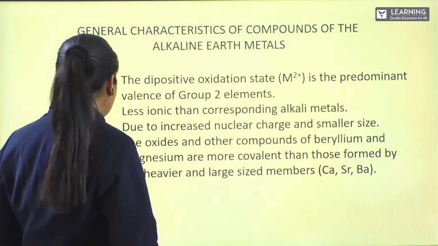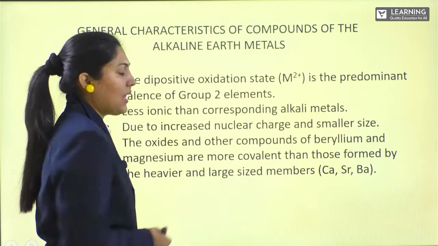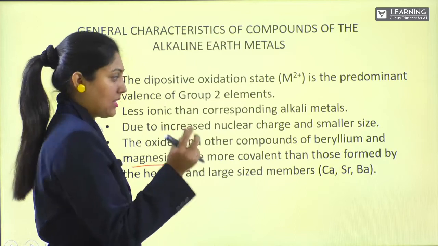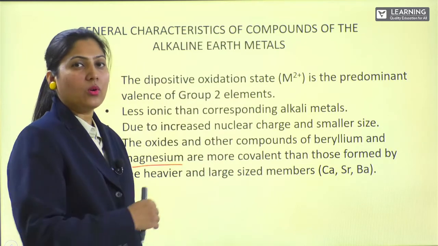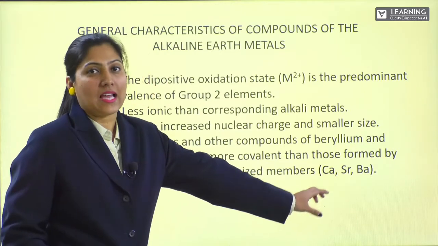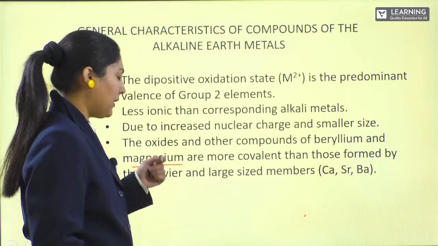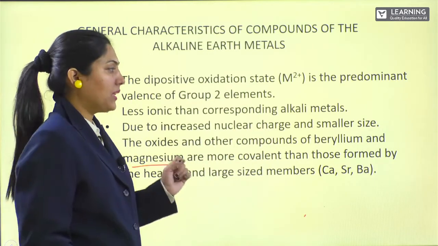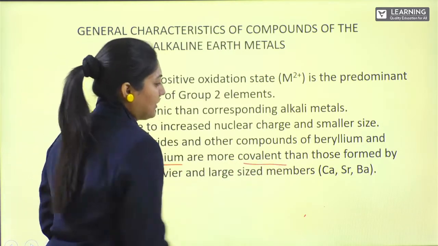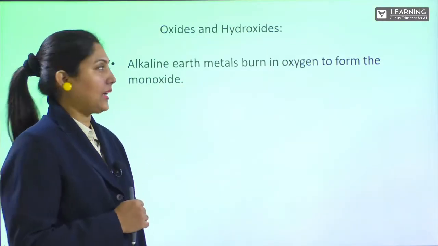So beryllium and magnesium are more covalent than the other larger members. Beryllium and magnesium are smaller in size, whereas calcium, strontium, and barium get larger as we go down. Because of their larger size, they become more ionic than beryllium and magnesium, which partially show covalent nature compared to the other elements. Covalent nature means sharing of electrons.